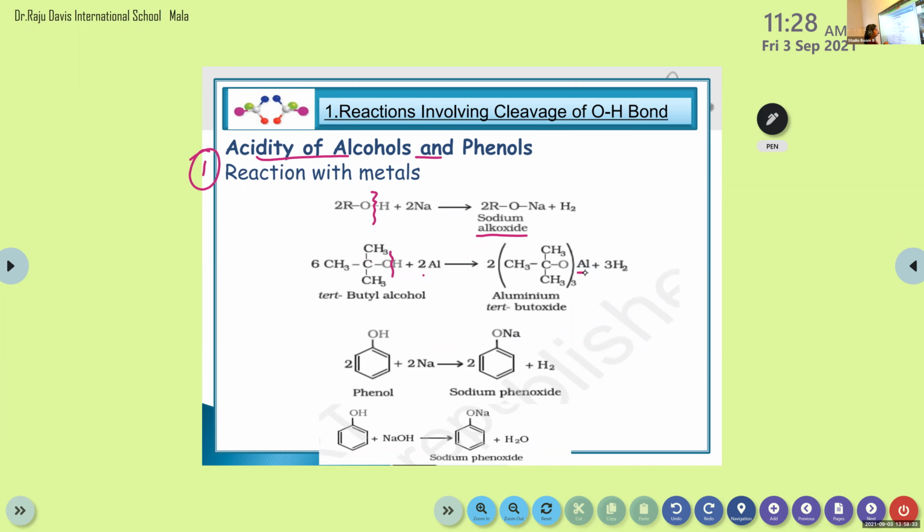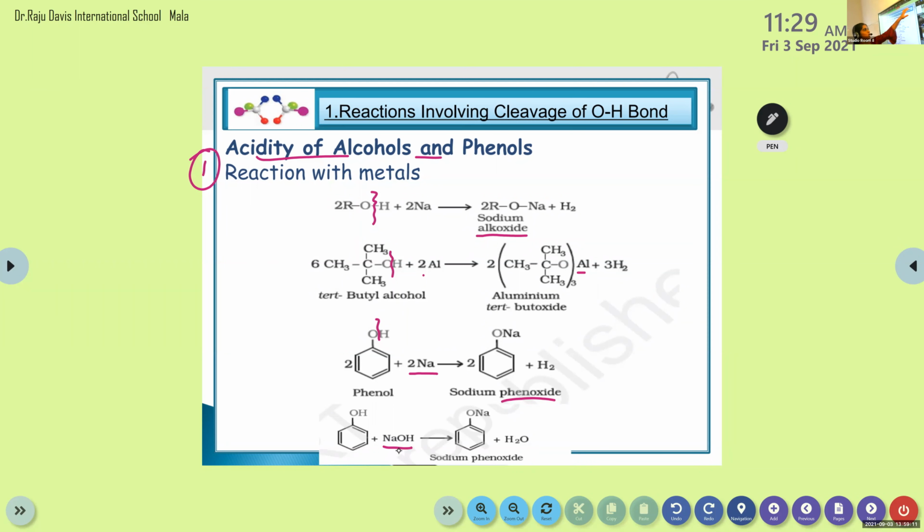Yes. Then we are moving to phenol. Here also the same thing occurs. Instead of alkoxide, phenoxide will be obtained. Here also the cleavage of the OH bond occurs and Na will replace that position. Then it will be known as sodium phenoxide. Instead of Na, we can use NaOH. The same reaction, instead of metal, we can use metal hydroxide, that is sodium hydroxide. Sodium phenoxide will be the product.